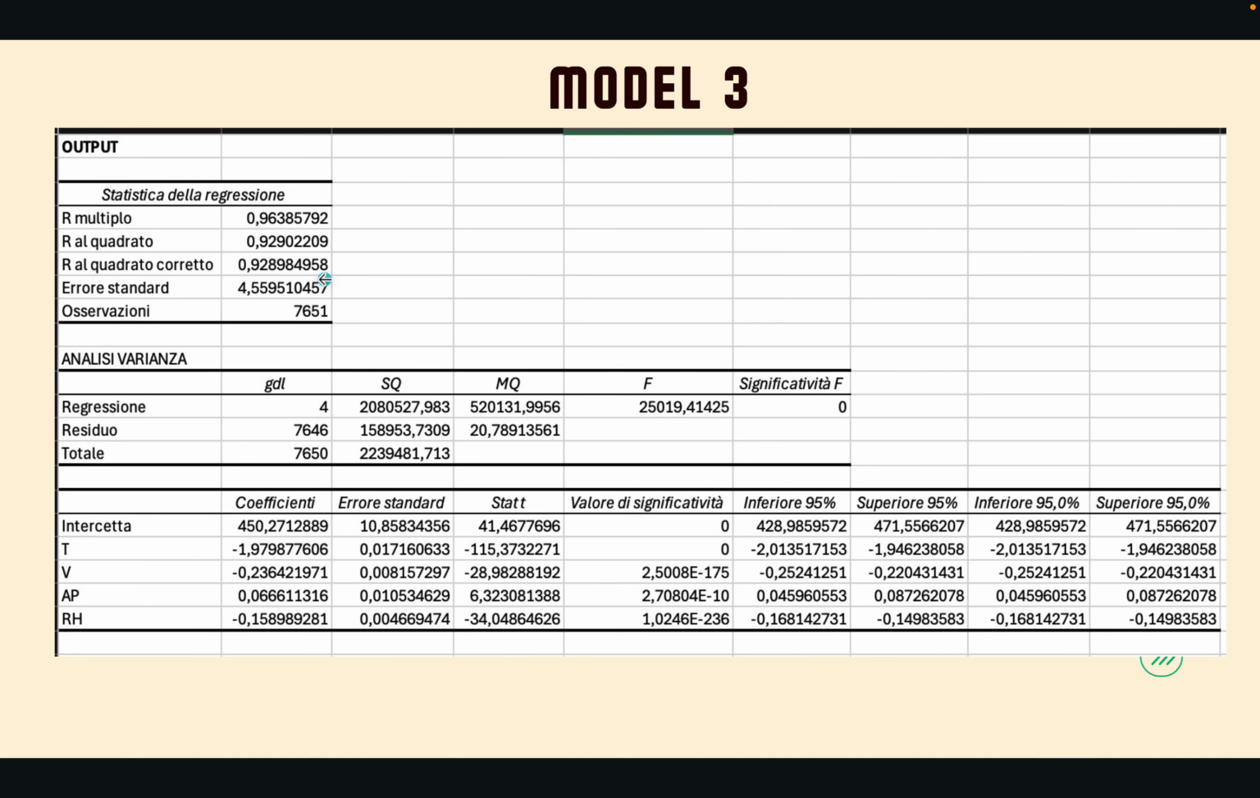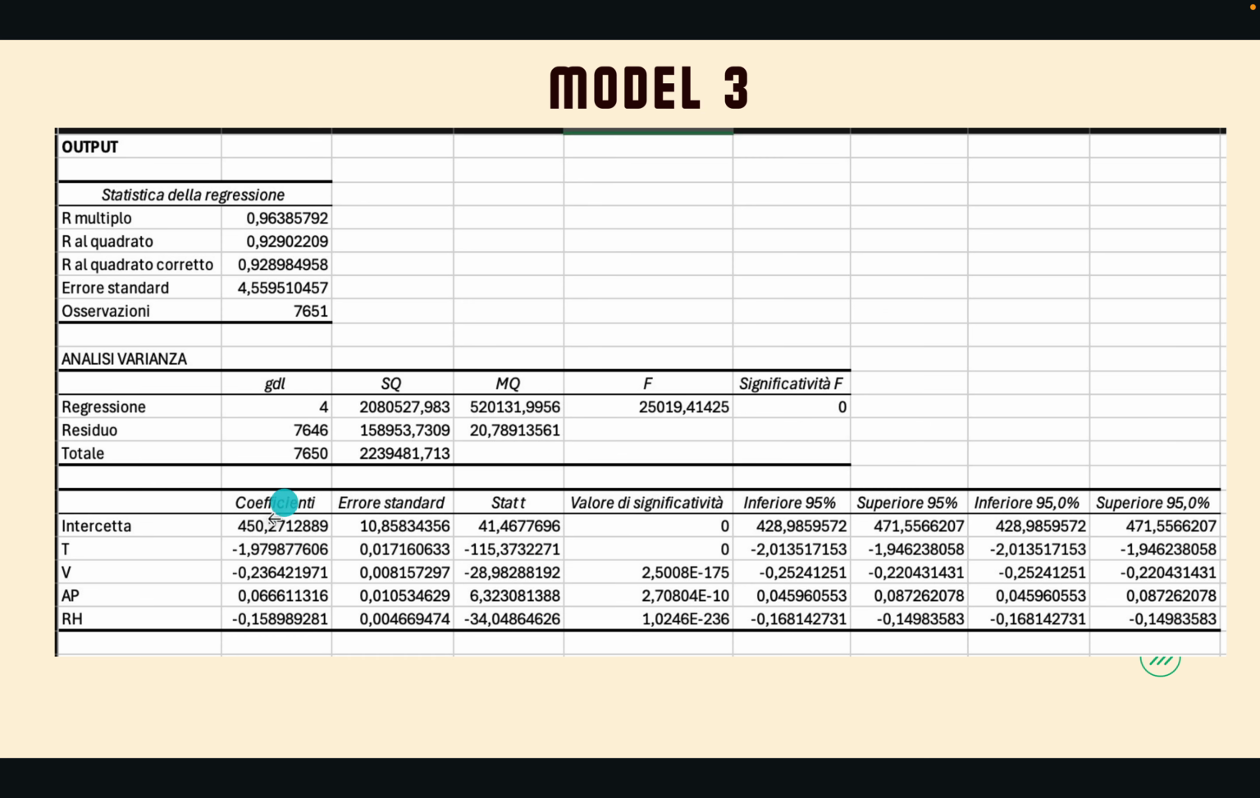Considering an average production of about 450 megawatts, this corresponds to an error of about 1%, which is physically reasonable and realistic. The F-test confirms that the model is statistically significant. Now let's briefly comment on the coefficients.